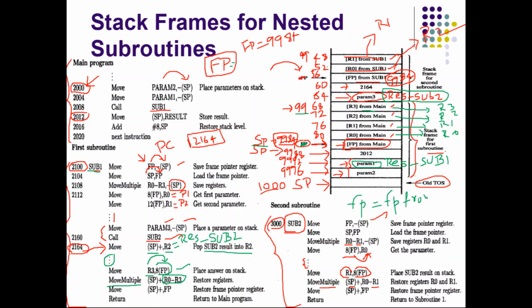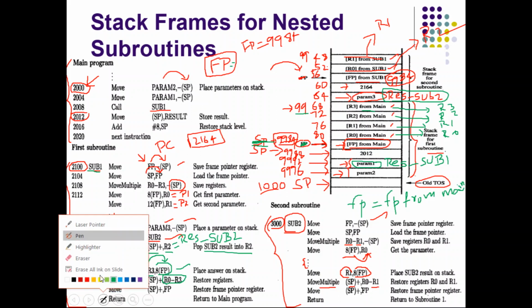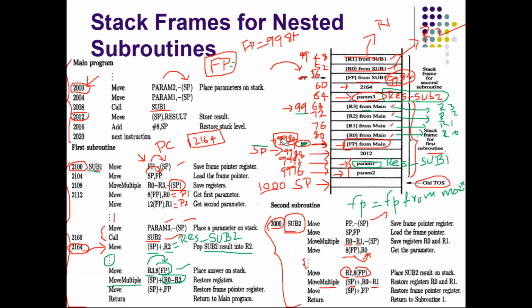So no more FP is pointing to 9984. And where is SP pointing? After moving this content to FP, SP is also incremented. So SP is now pointing to 9988, the next location. Okay, then what we are saying: return.